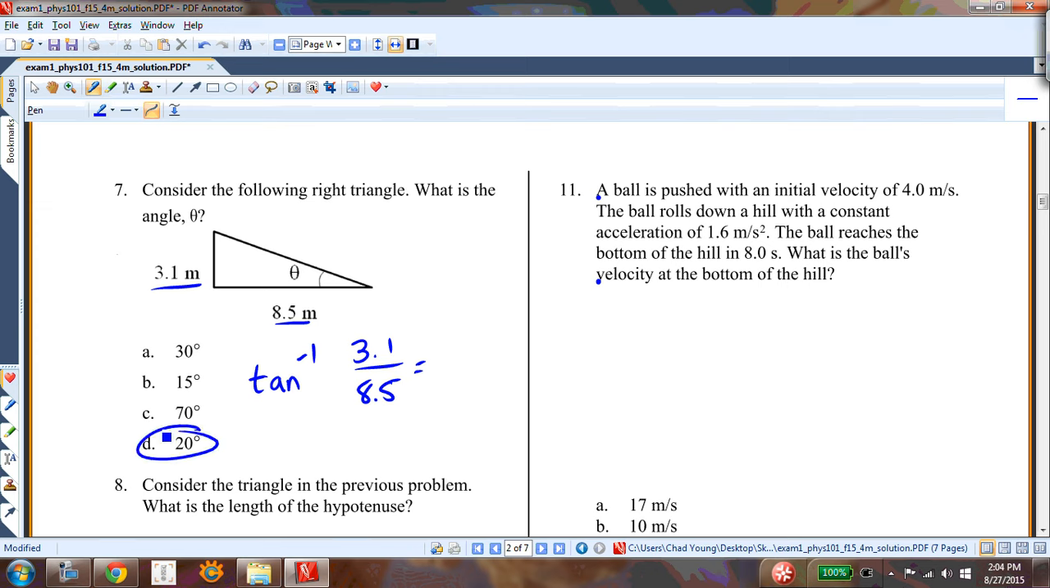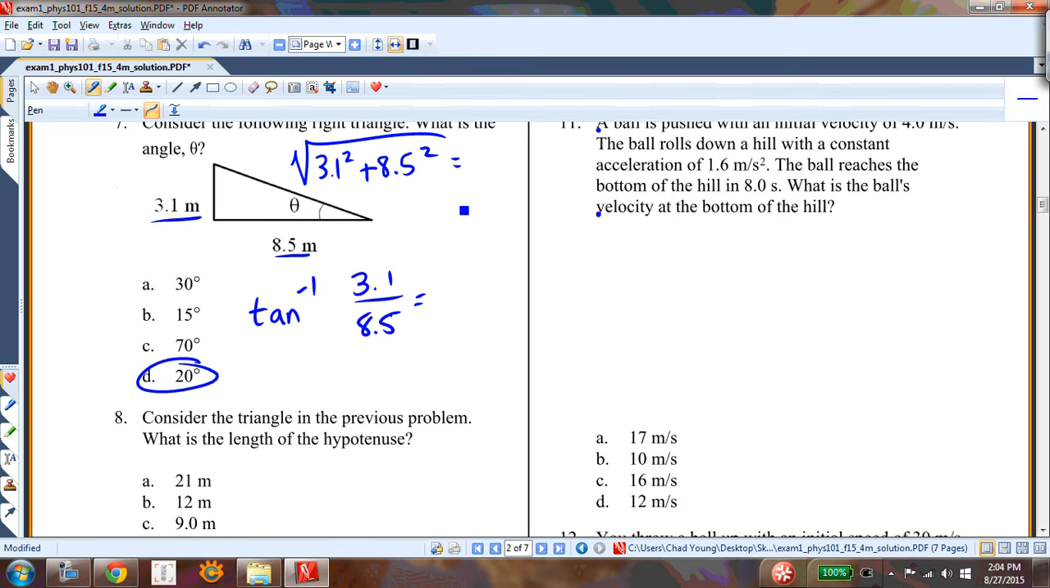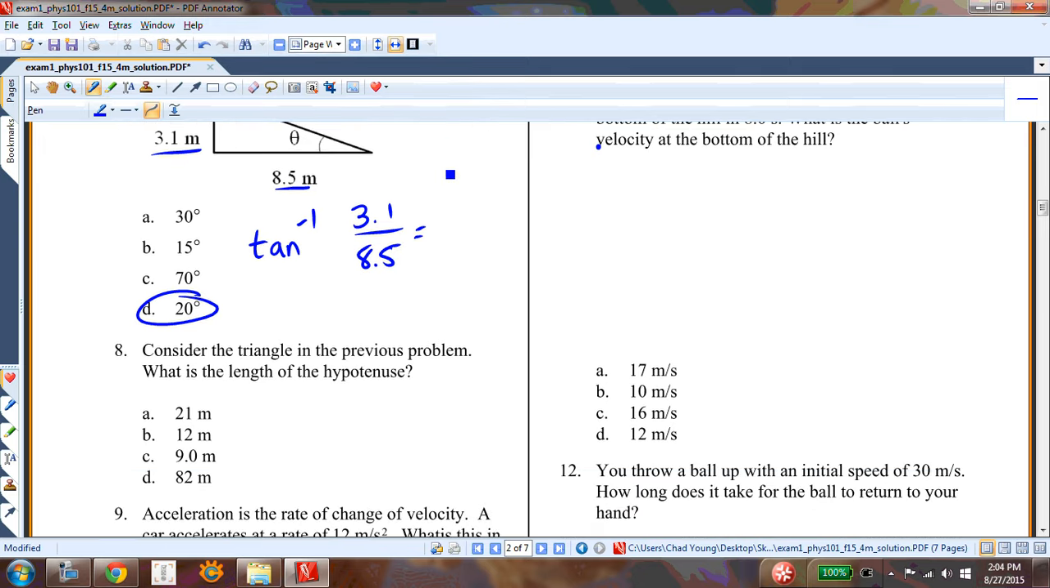Consider the triangle. What is the length of the hypotenuse? Okay, well I just say the square root of 3.1 squared plus 8.5 squared. I get 9 meters.